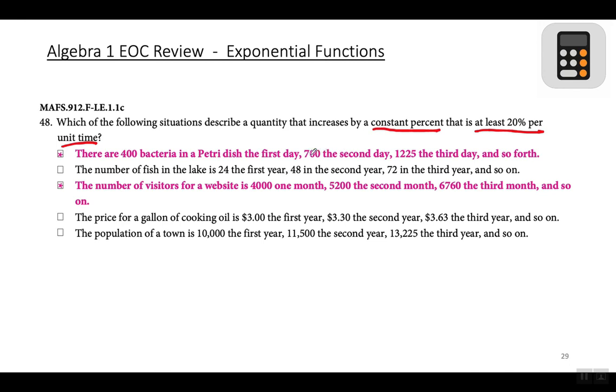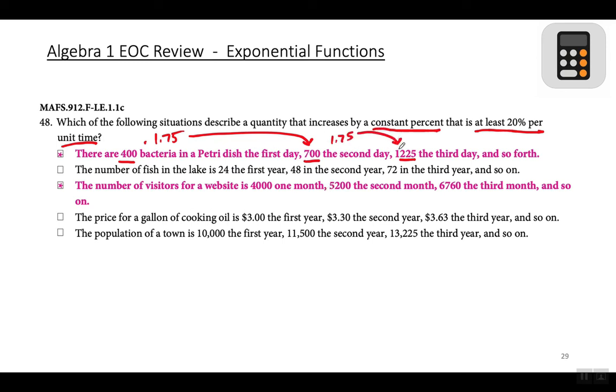Okay, the way to figure it out is to divide. Like in this one, I'm going to divide 700 by 400 to see what this is being multiplied by to get 700. And then I'm going to do the same thing, divide 1225 by 700, to see if those numbers are being multiplied by the same number. So when I divide 700 by 400, I get 1.75. Okay, so 400 times 1.75 gives me this number. And if I multiply 700 times 1.75, I get this number.